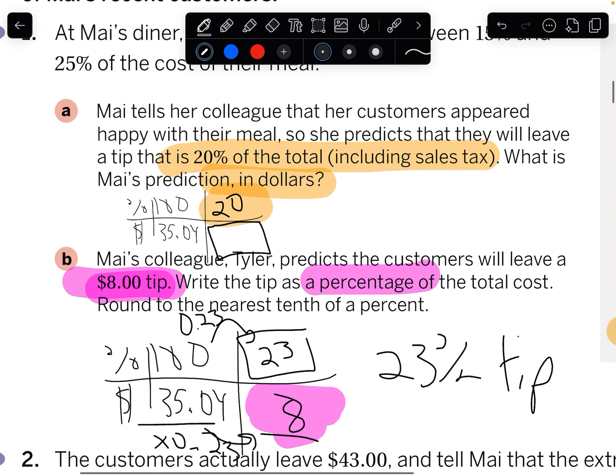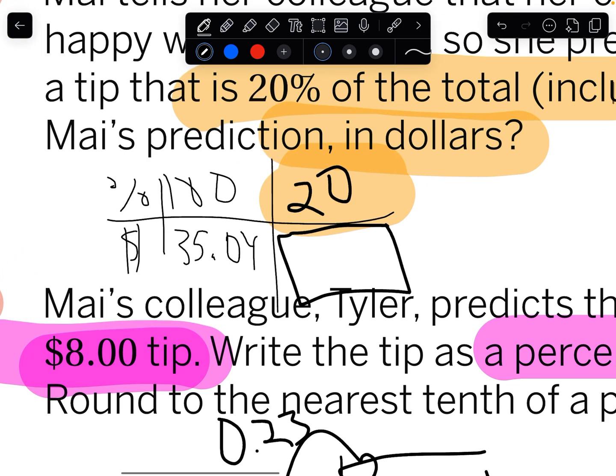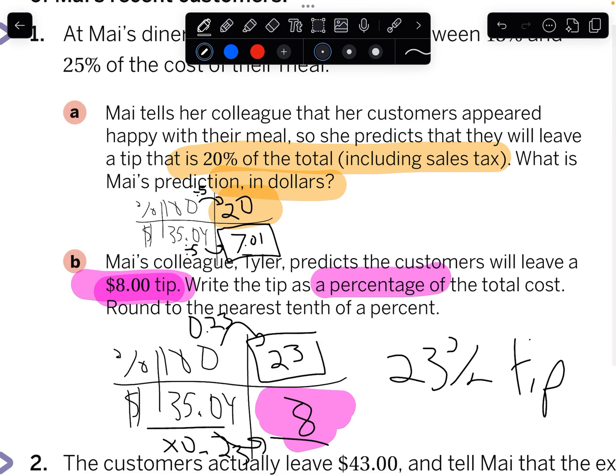Now let's look at my 100% to 20%. Let's divide that by 5. Otherwise, if you do 20 divided by 100, multiply, same thing. Now let's do 35.04 divided by 5, and we'd get about $7, maybe 7.01. And that kind of lines up. So we're saying a $7.01 tip is what she thinks, which is 20%. Tyler said 23%, which is about $8. So it's a little different, see?